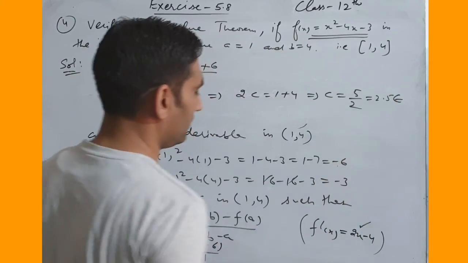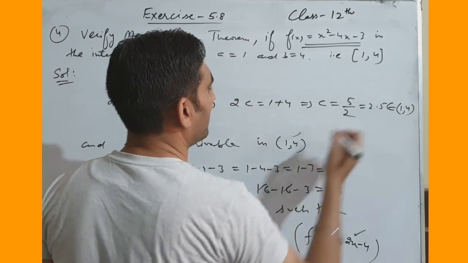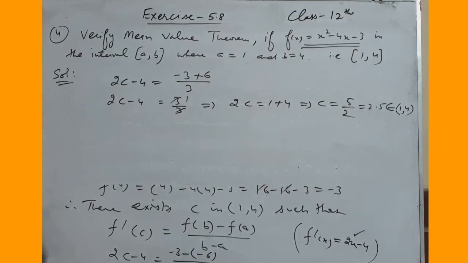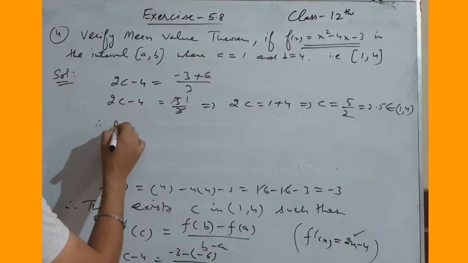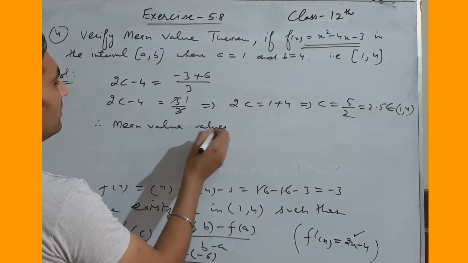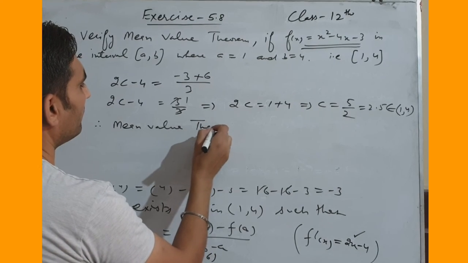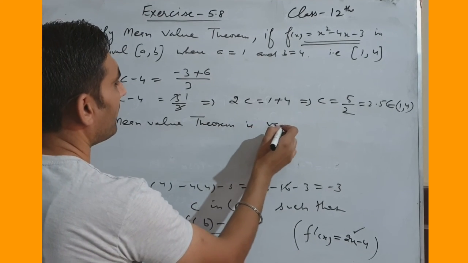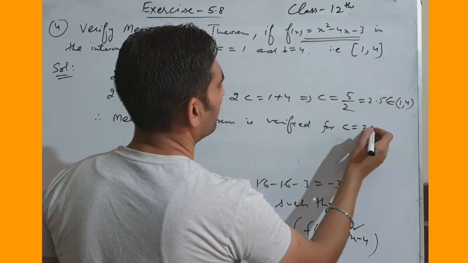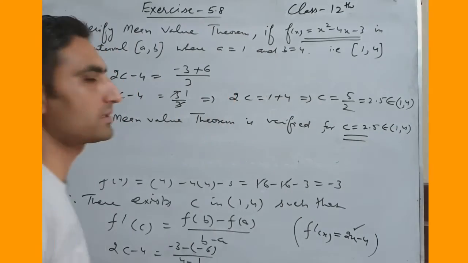Will it lie in the open interval 1 comma 4? 2.5, yes, it is in this open interval. So your c lies in the open interval (a, b) or (1, 4). Therefore the mean value theorem is verified for c equal to 2.5, which belongs to (1, 4). This was our question number 4.